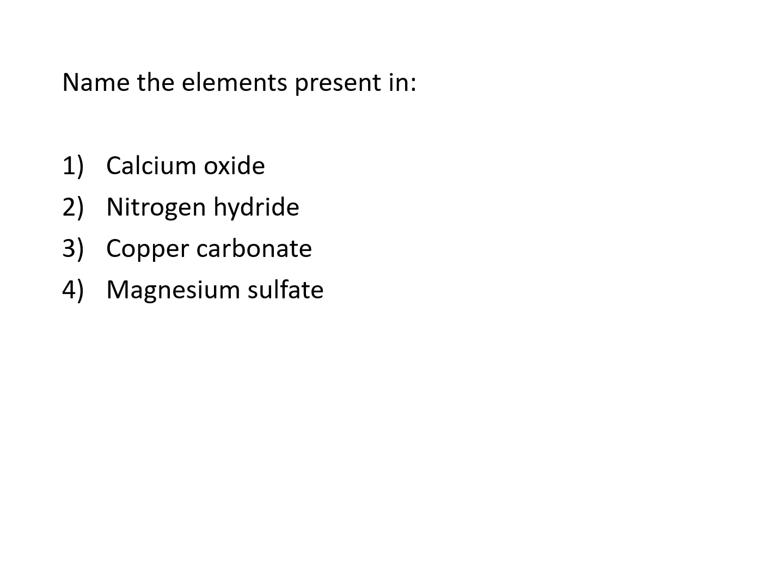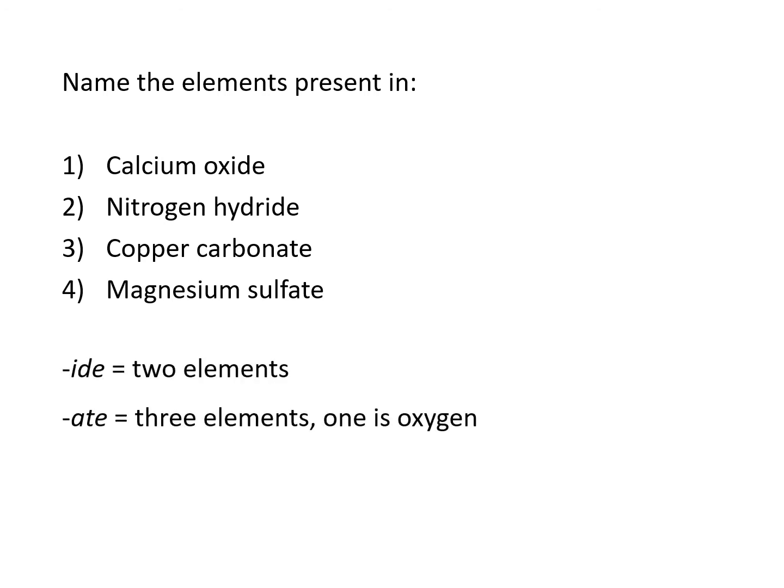So this is a little bit of revision from S2. You have to name the elements present in the following compounds. Here's a little bit of a clue to help you out. Our endings give us a sort of code. It gives us a helpful clue to help us name these elements. So if we have the ending IDE, that means that we have 2 elements present. If we have the ending ATE, we have 3, and one of them is definitely oxygen. So use that to help you answer these 4 questions. And when you're ready, unpause the video and we'll go through the answers.